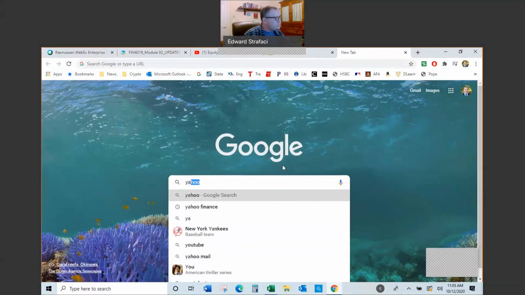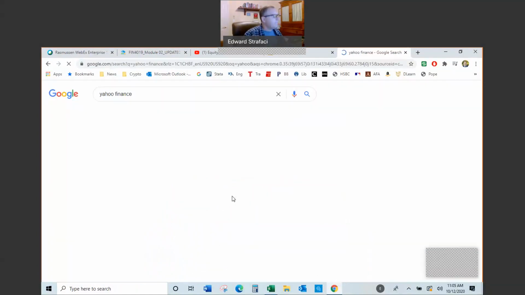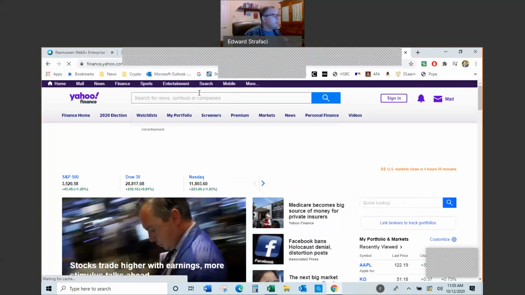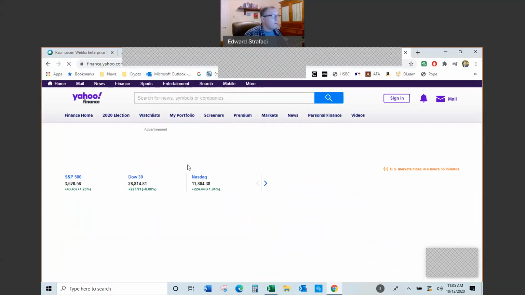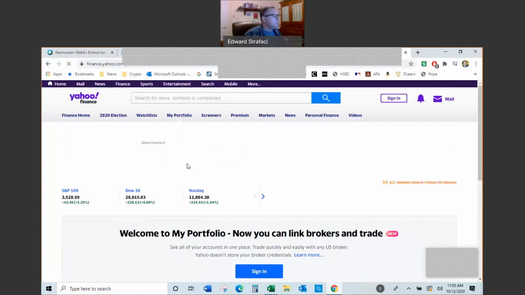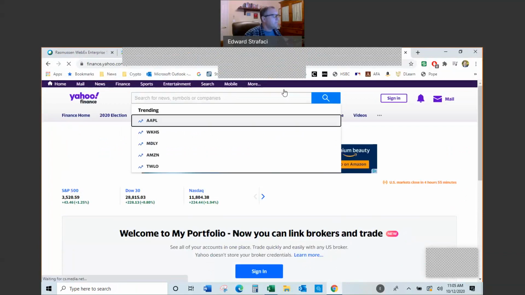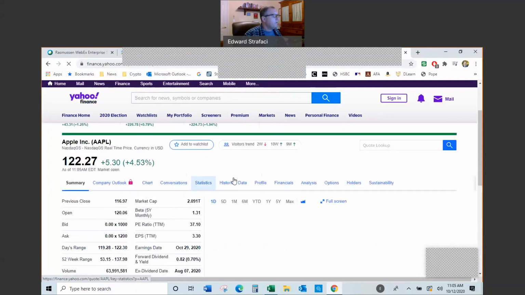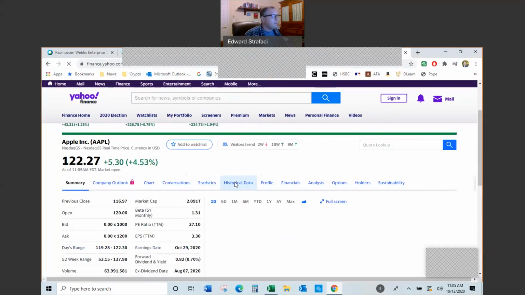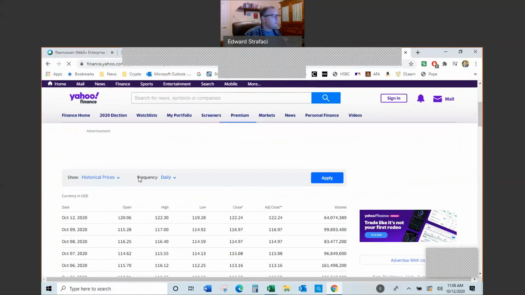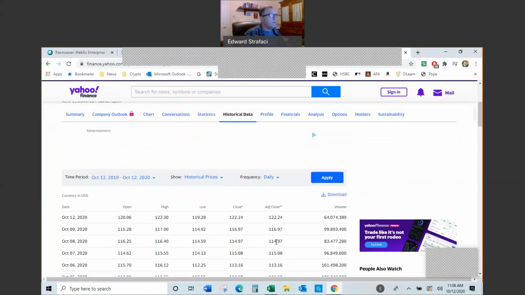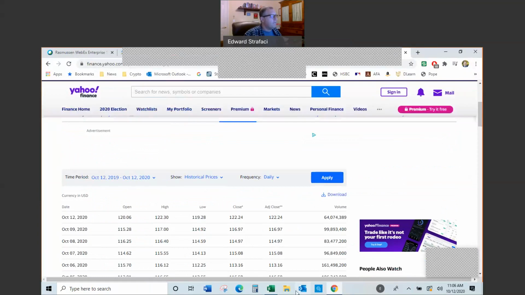But how you would do it practically is you would go to Yahoo Finance, stock, and we'll say Apple. Once I pick Apple, then I go to historical data and download the data. Once I come up with historical prices and apply it, then I could just hit download, and that'll download right into a spreadsheet. But they've done that for you here. So you've got a lot of the information ahead of time.